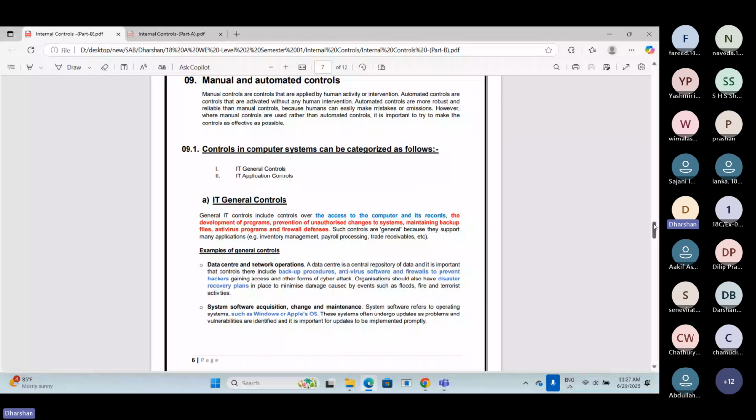IT general controls include controls over the access to the computer and its records, the development of programs, prevention of unauthorized changes to the systems, maintaining backup files, antivirus programs, and firewall defenses. Such controls are general because they support many applications. Example: inventory, payroll, trade receivables. Examples of general controls.